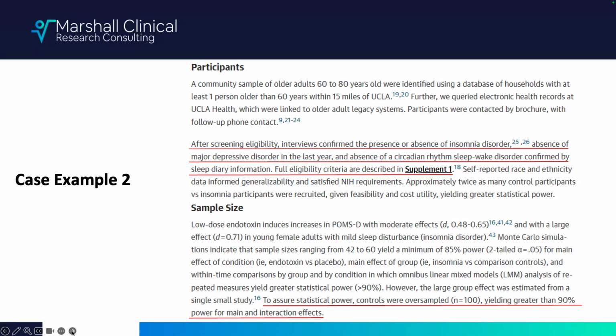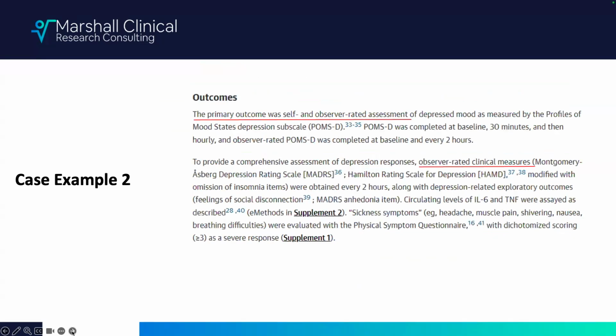And then to assure statistical power, the controls are oversampled, yielding greater than 90% power. So with the sample size that they collected for each of the groups, they can see an over 90% power to detect the effect between the groups. Then when they describe the outcomes, they really describe the primary and the secondary outcomes. The primary outcome was a self and observer rated assessment, and these are observer rated clinical measures of depression. So they stated the outcomes very clearly.